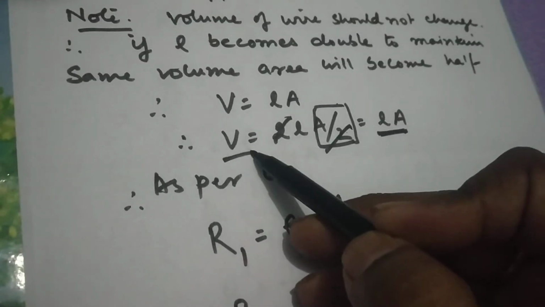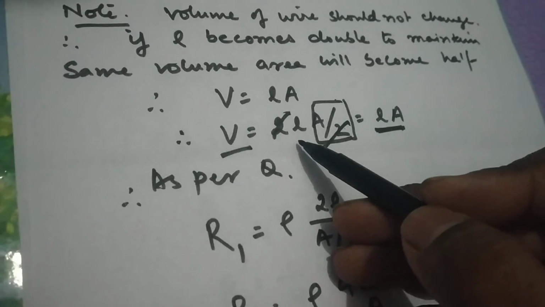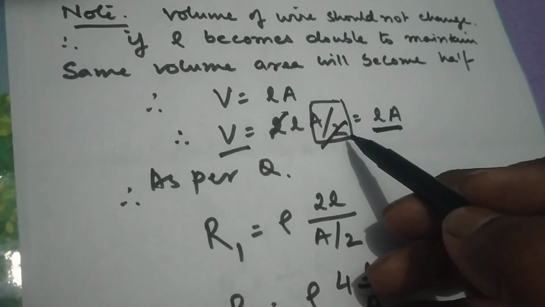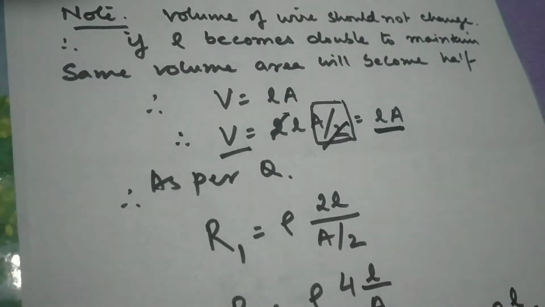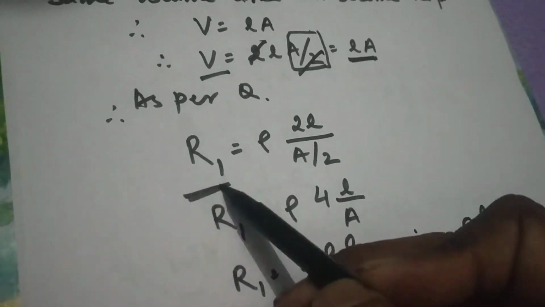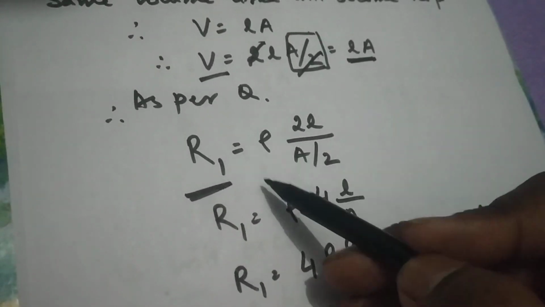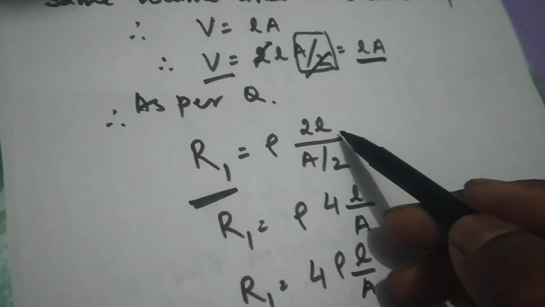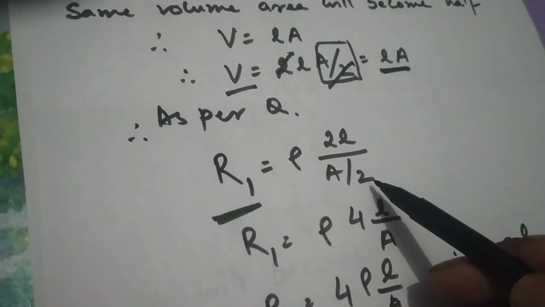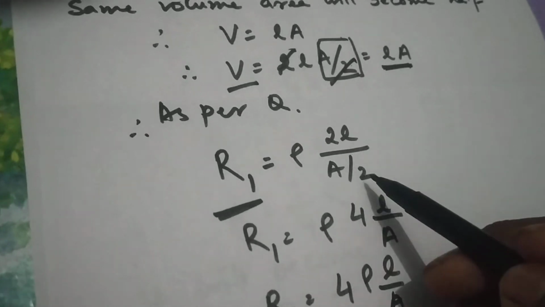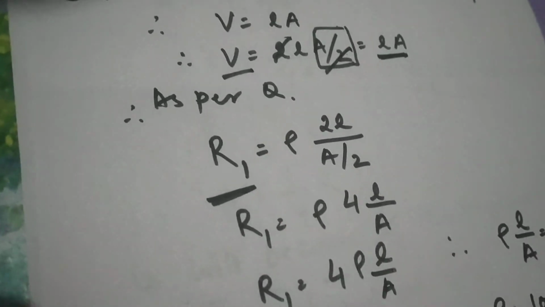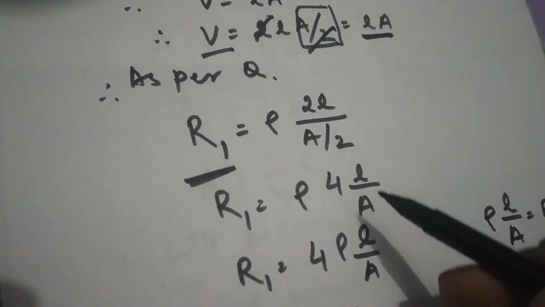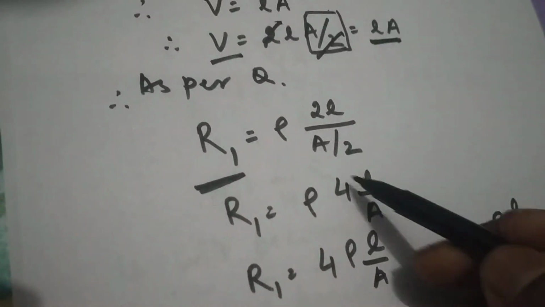Volume should not change. If your length is increasing 2 times, your area will decrease by 2 times. So if you use it in the new formula, that is the new one, R dash or R1, rho length has become 2 times, your area has become half. So we can easily see that this 2 goes up. So when this 2 goes up, it becomes 4.